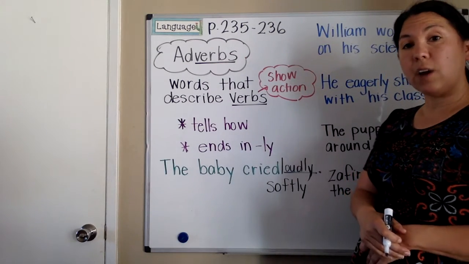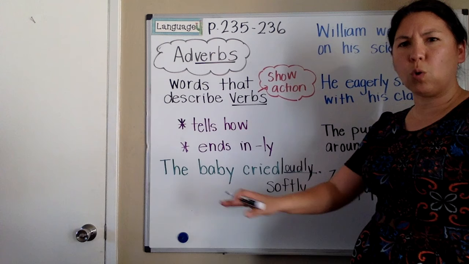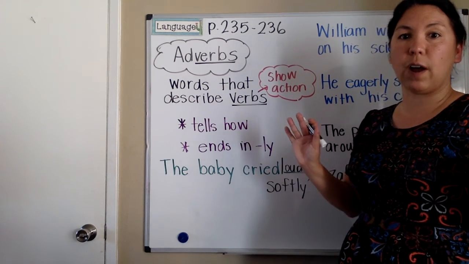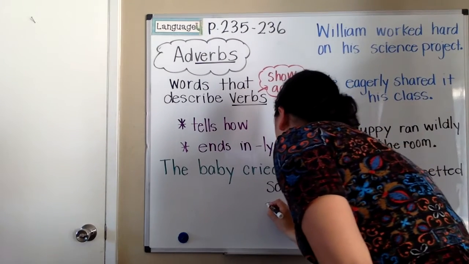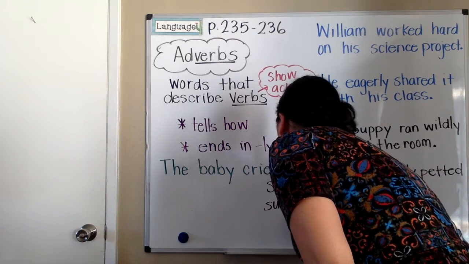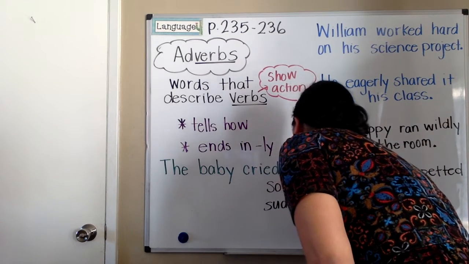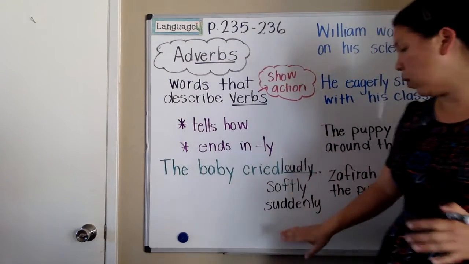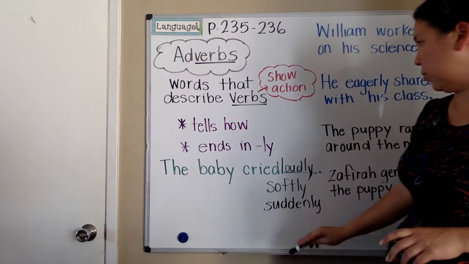What if I said the baby cried, like it was totally calm, everything was good, and then all of a sudden she started crying or he started crying. The baby cried suddenly. All of these words tell us how the baby cried or when the baby cried. We can also do that too.